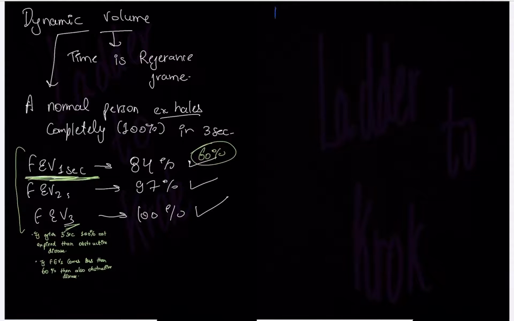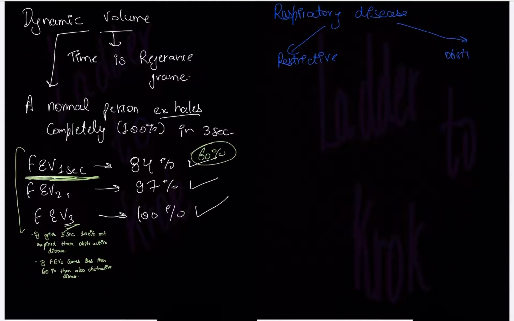Now let's talk about respiratory diseases. There are two types of respiratory disease. First is restrictive, and second one is obstructive. Okay, so in restrictive disease, what happens usually? Alveoli are affected.